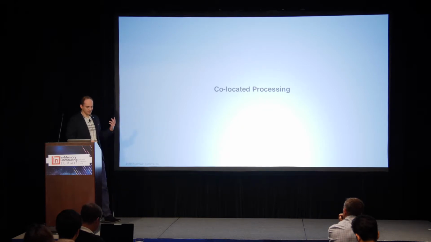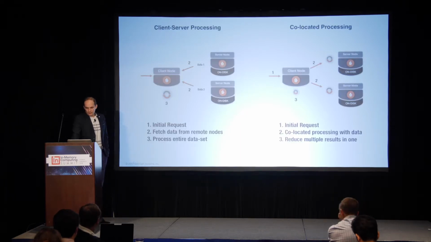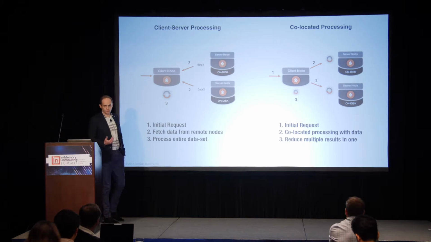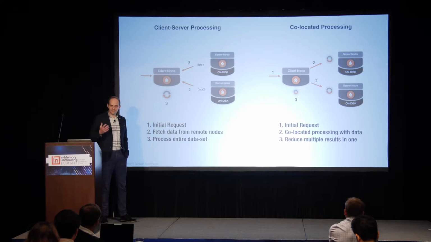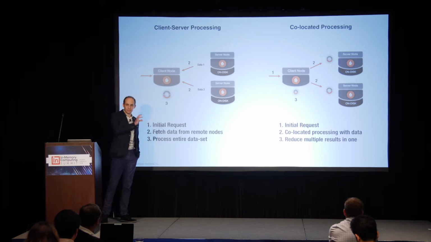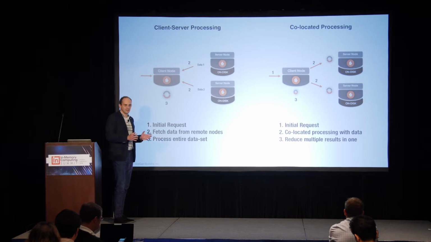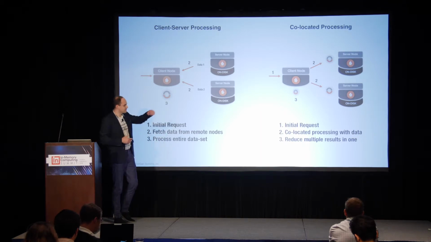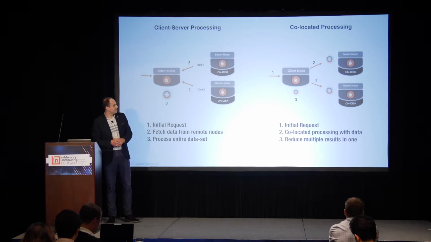One of the most obvious examples of that is collocated processing. Collocated processing is the approach where instead of moving data around, instead of moving the data to some processing node where processing happens, you move your computations, like closures or lambdas, to the nodes where the data is stored. So this is shown on the right picture here.